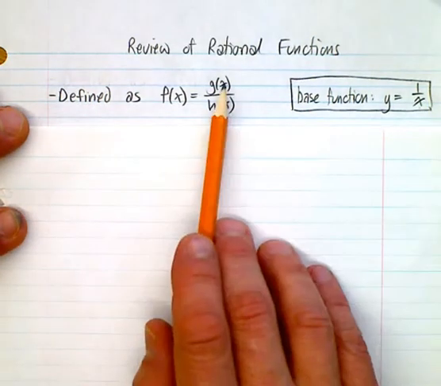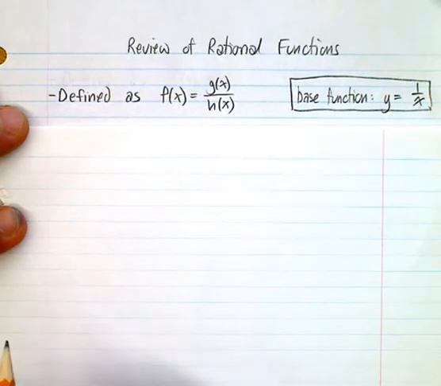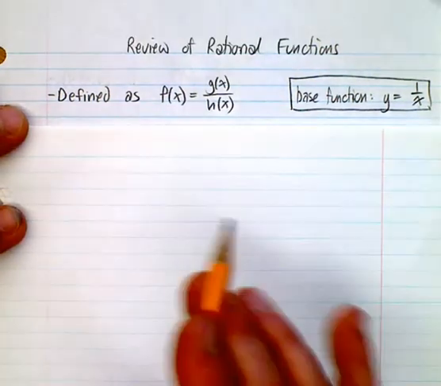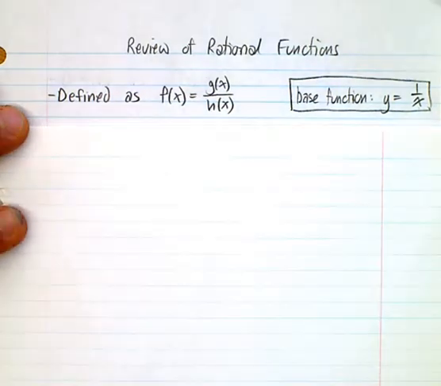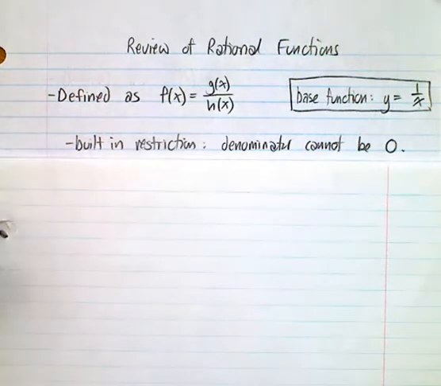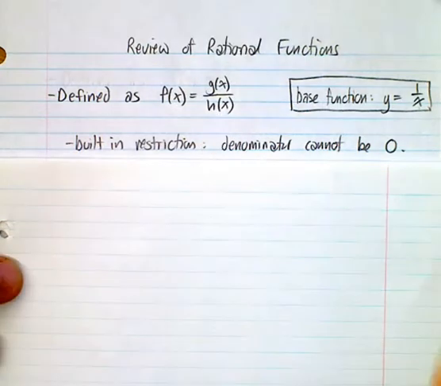The key with g of x and h of x is they both have to be polynomial functions. They can't be radicals, they can't be fractional exponents, they can't be exponential variables, they can't be absolute values. They are polynomials, and we just looked at polynomials, so that should make a little bit of sense to you, okay? The one thing with these is that they have built-in restrictions, just like radical functions. Well, these rational functions also have built-in restrictions because the denominator cannot be 0, right? So anything that makes your denominator 0 basically means that you can't do it, all right?